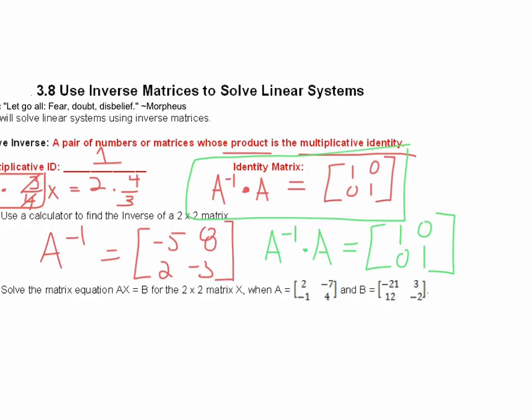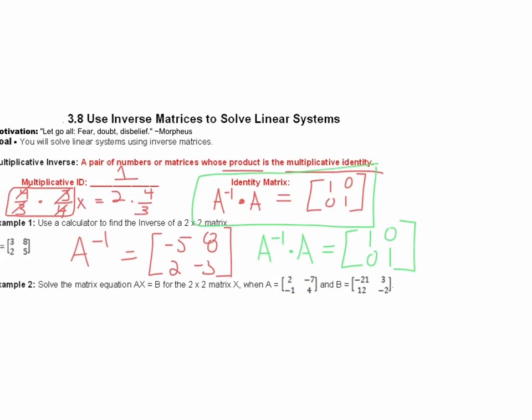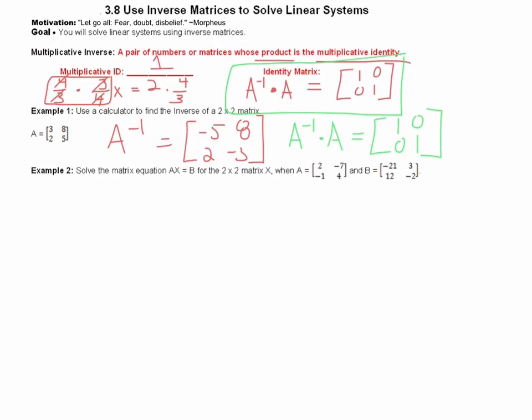Okay, so now let's use this information. So here in example 2, we're going to use this information to solve for x. We're going to undo a matrix. We're going to undo matrix multiplication. So the problem reads, solve the matrix equation AX equals B for the 2 by 2 matrix X when A equals 2, negative 7, negative 1, 4, and B equals negative 21, 3, and 12, negative 2. So what they want me to do, see this AX equals B, I'm going to copy that down.